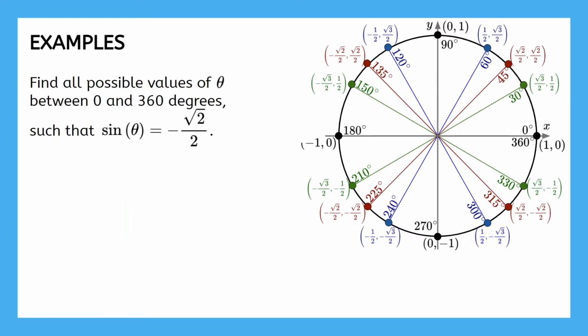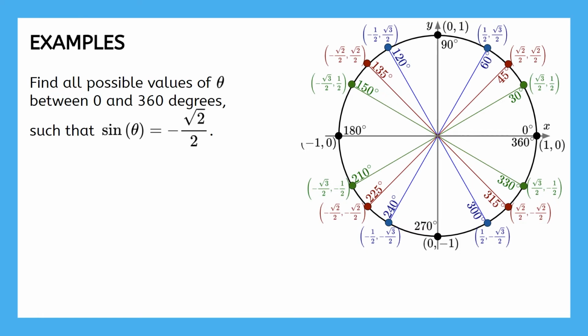Here's another example. Find all possible values of theta between 0 and 360 degrees such that the sine of theta equals negative square root of 2 over 2. To start, note that the question implies that there could be more than one angle that gives you a certain sine value. In fact, most values of sine, cosine, and tangent have more than one angle that gives you that value. So let's use the unit circle again.